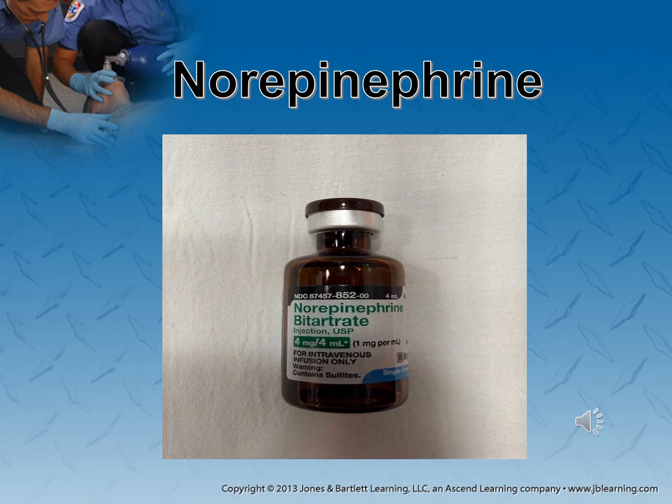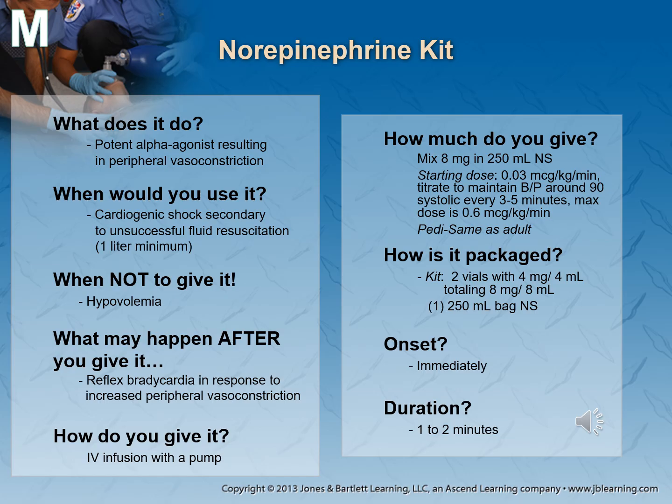Norepi, or Levophed. Paramedic level medication, typically used in our post-ROSC patients. So it's a potent alpha agonist resulting in peripheral vasoconstriction. So basically shunts all the blood from the extremities to the heart. We should use it on cardiogenic shock secondary to unsuccessful fluid resuscitation.